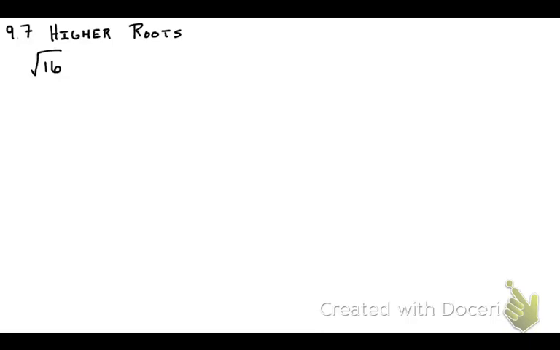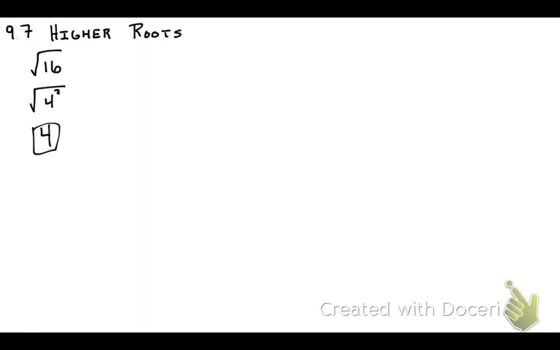Today we're going to be considering higher roots. Let's review real briefly what we've been doing. We've been focusing on square roots. We know that the square root of 16 is 4. We know it's that because 16 can be represented as 4 squared. And the square root of something squared is just itself. Right? A square root and a square undo each other.